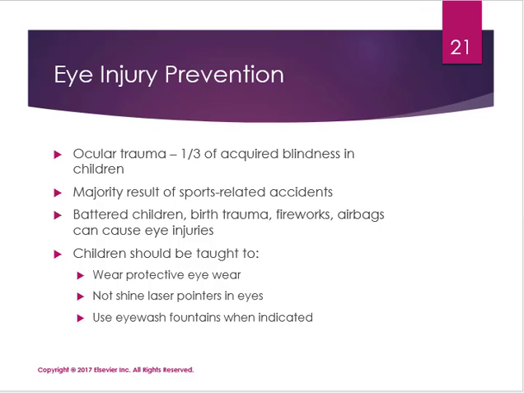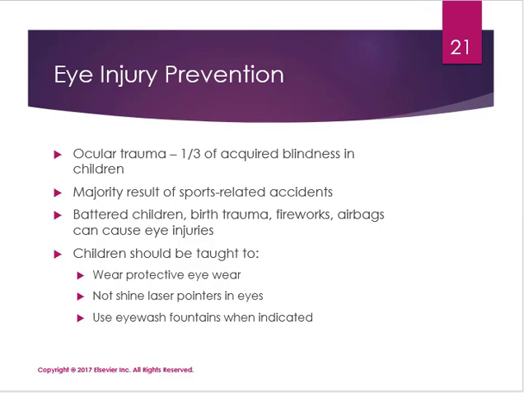So, for eye injury prevention, ocular traumas account for about 1/3 of all cases of acquired blindness seen in kids. The male to female ratio is approximately 4 to 1, with males in the 11 to 15-year-old category outnumbering all other age groups. It's important to wear protective eyewear, and about 50% of all injuries are related to sports. Other causes may include ocular traumas, birth issues, being poked in the eye, fireworks, airbags that have deployed.